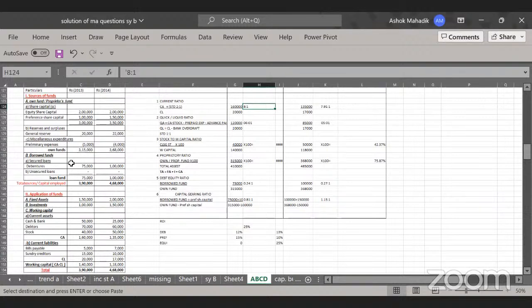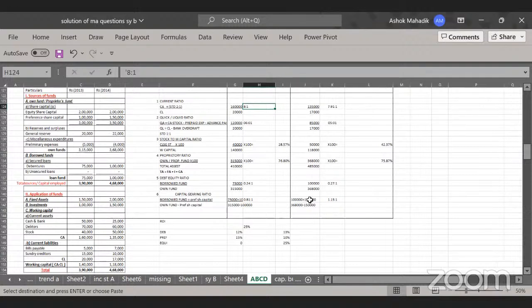Working capital is 1,40,000 at the bottom, second last figure. So 40,000 upon 1,40,000 into 100. You get the answer, which is 28.57%. So 28% is the value of stock in your working capital value. Clear? These three are important ratios.